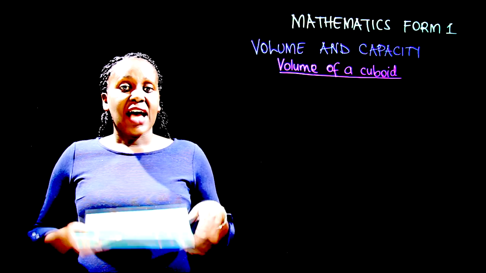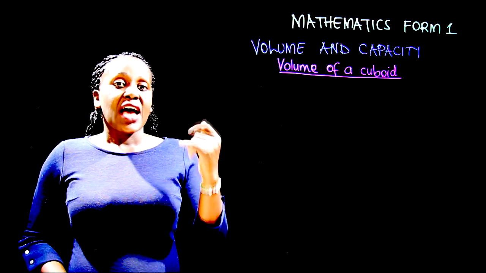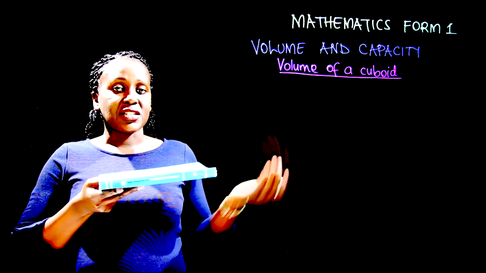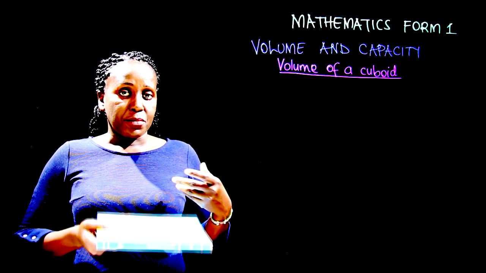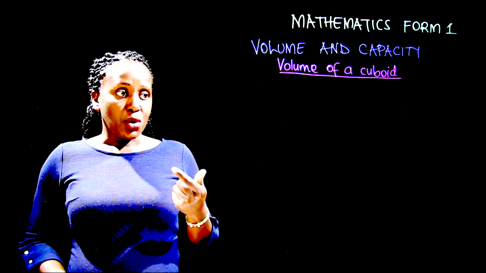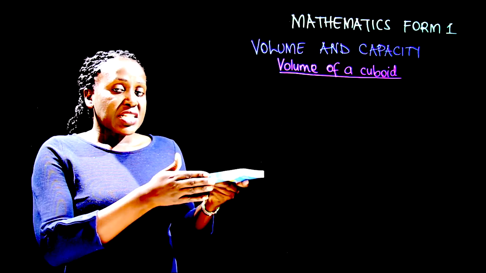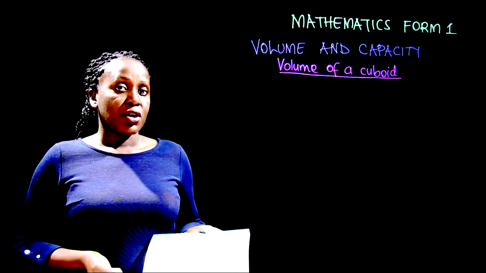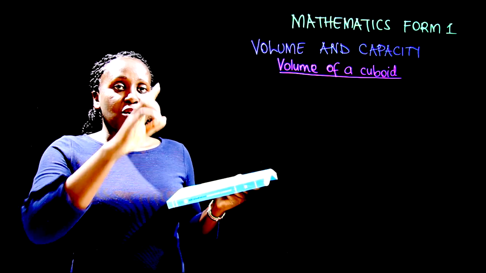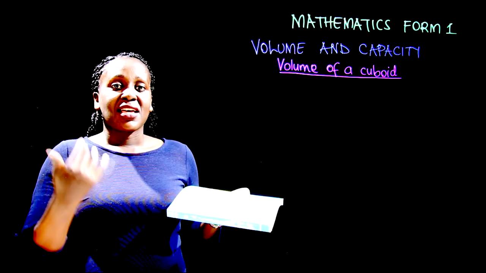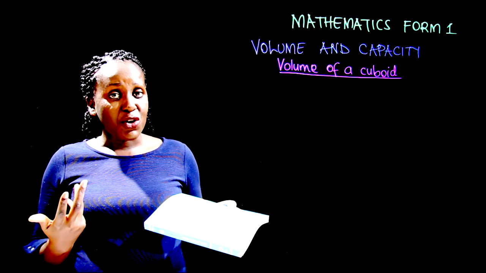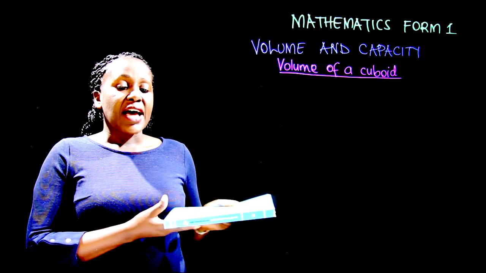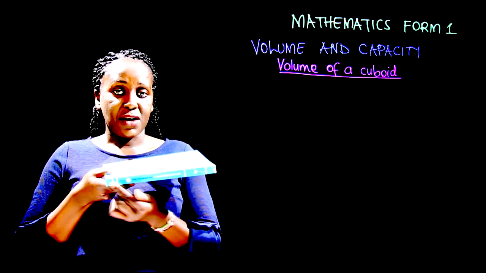So a cuboid has got 6 faces, and the opposite faces are equal. The top face is equal to this one, and so on. Opposite faces are equal. Now, the faces that make up a cuboid are rectangular in shape. So you can't have a 6-faced solid that is made of triangles and call that a cuboid. So for a cuboid, the faces are in the shape of a rectangle.